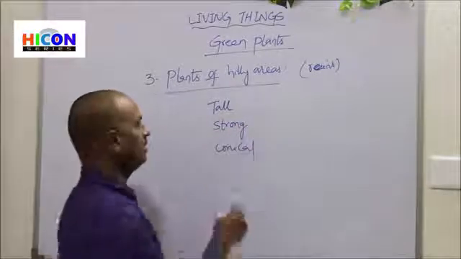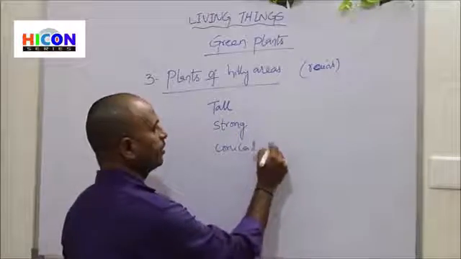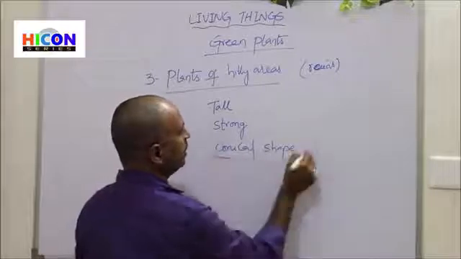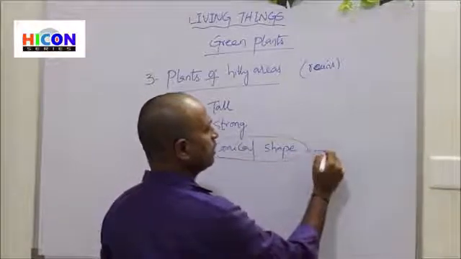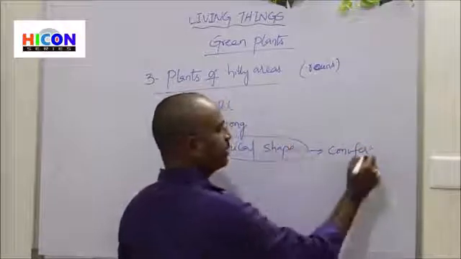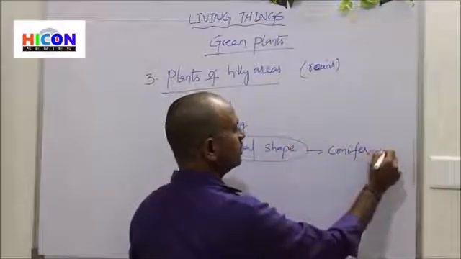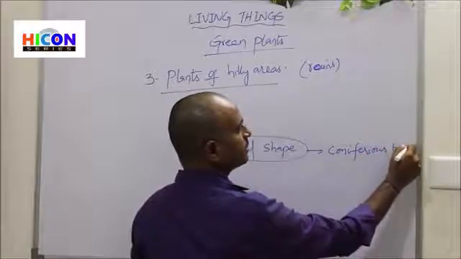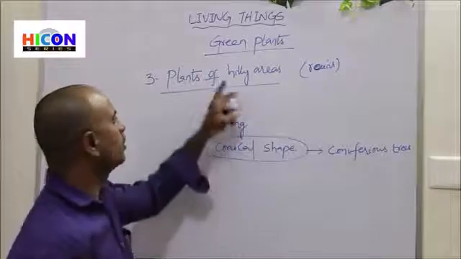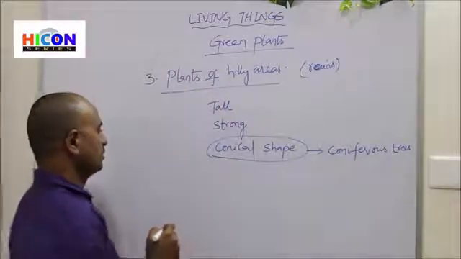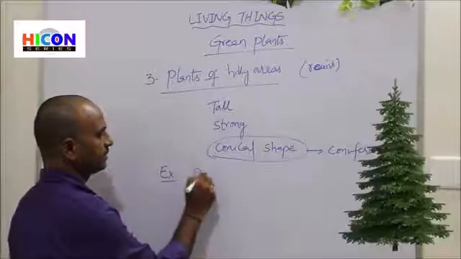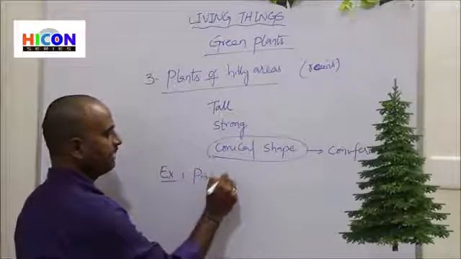So these plants are tall, strong and in conical shape. That's why these plants are also called coniferous trees. Since these are in conical shape, these trees are called coniferous trees. The examples for the plants which are grown in hill areas are, the first example is pine trees.